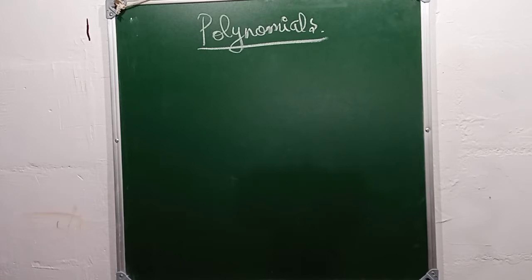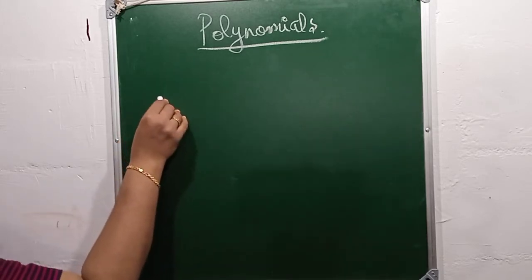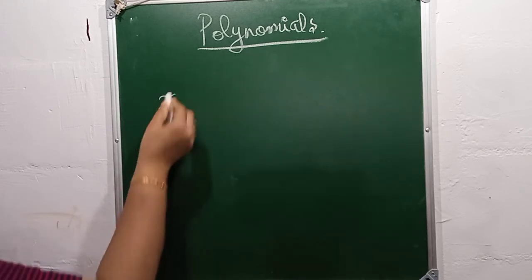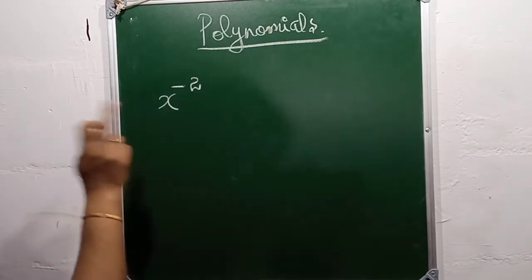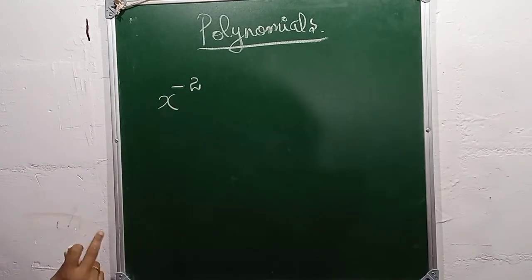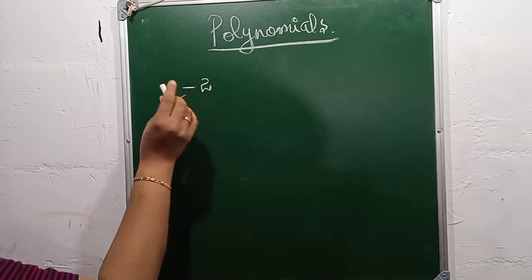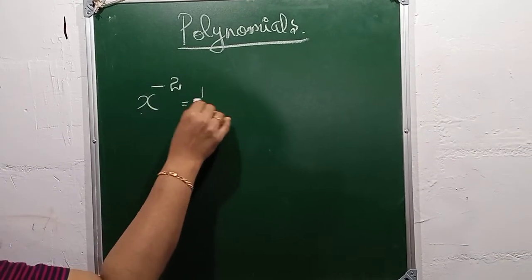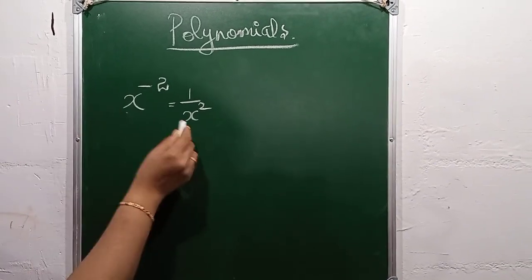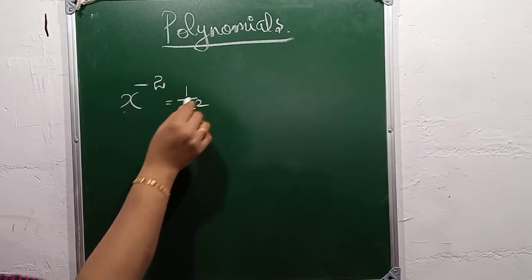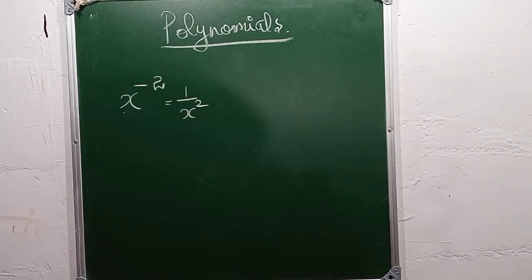An algebraic expression is said to be a polynomial if its powers are non-negative. That is, a polynomial does not contain negative powers. Okay, x raised to negative 2 means what? That is actually 1 by x square. So, there should not be a term 1 by x square in a polynomial.